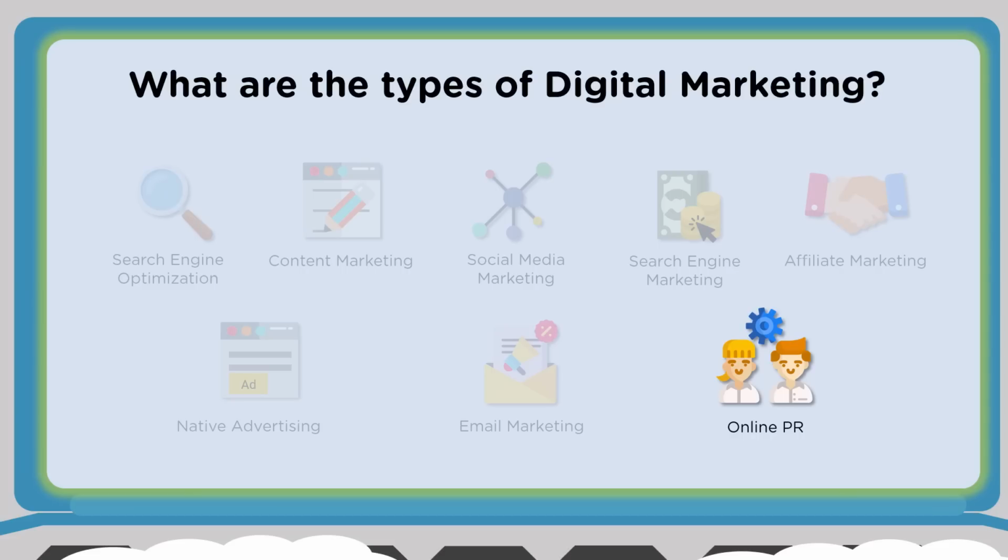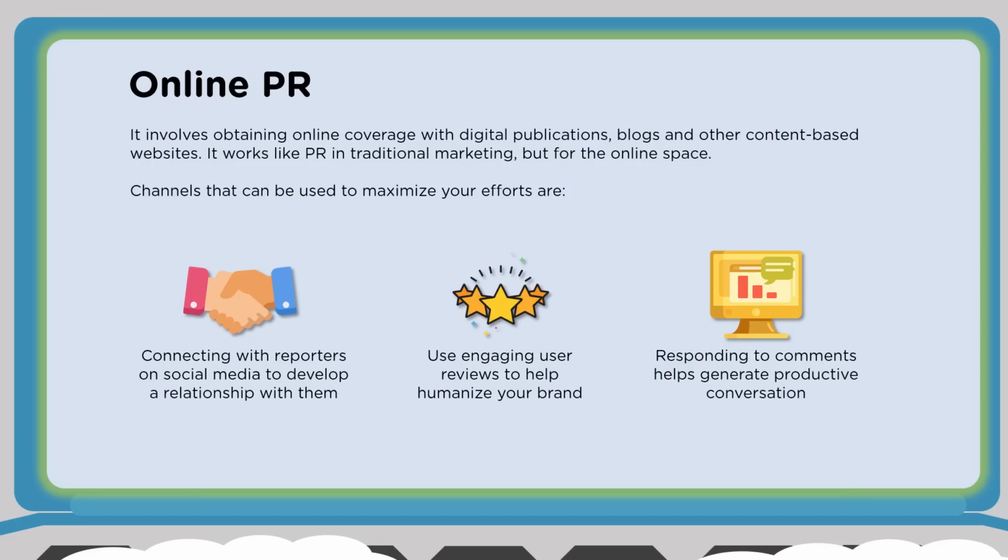Now, let's finish up with online PR or press releases. So we talked about SEO and social and search and affiliate and email marketing and content native advertising. Let's talk about online PR here, because online PR really does involve working with digital publications or blogs or other content-related websites. For example, content-related websites could be digital newspaper sites like the New York Times.